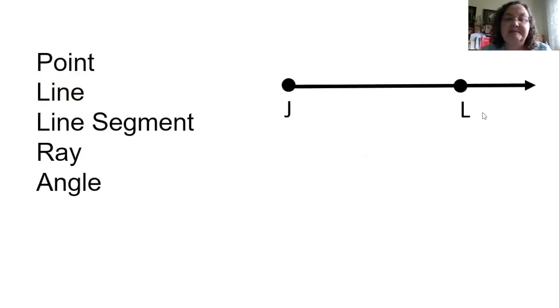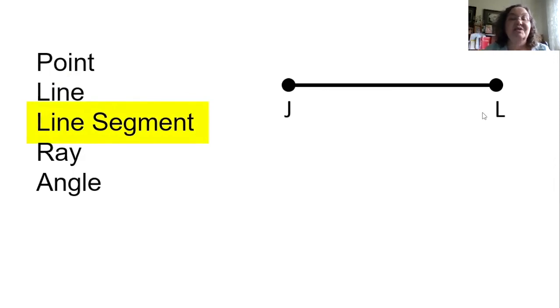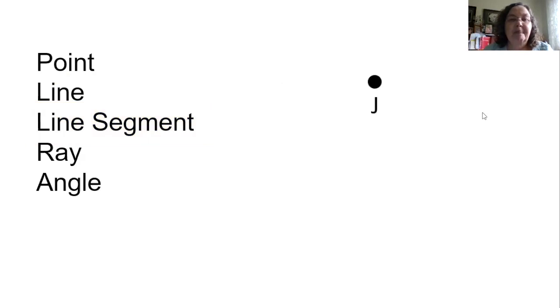Let's look at this one. What do you see? Is it a point, line, line segment, ray, or angle? It's a ray. Very good. You see the end point at one side and it goes on and on forever on the other. Look at this one. Is it a point, line, line segment, ray, or angle? Did you choose line segment? It has those two endpoints at both sides. What is this one? Point, line, line segment, ray, or angle? Did you say point?